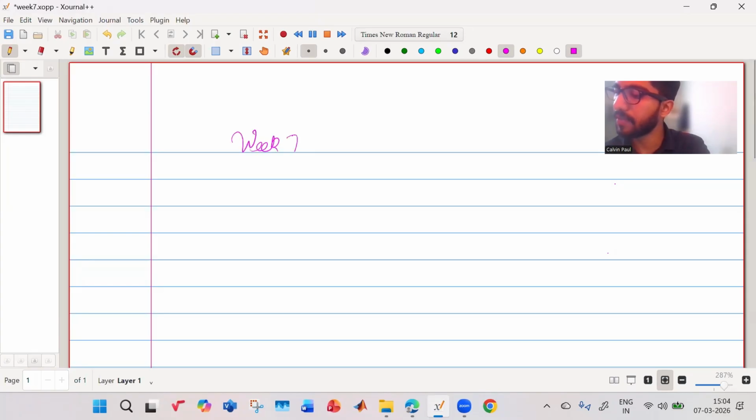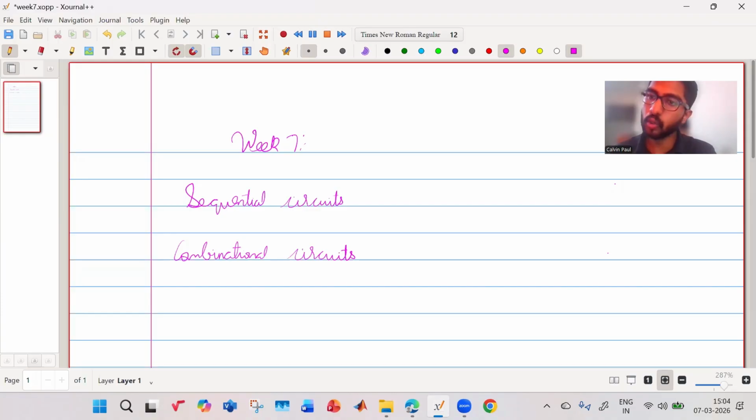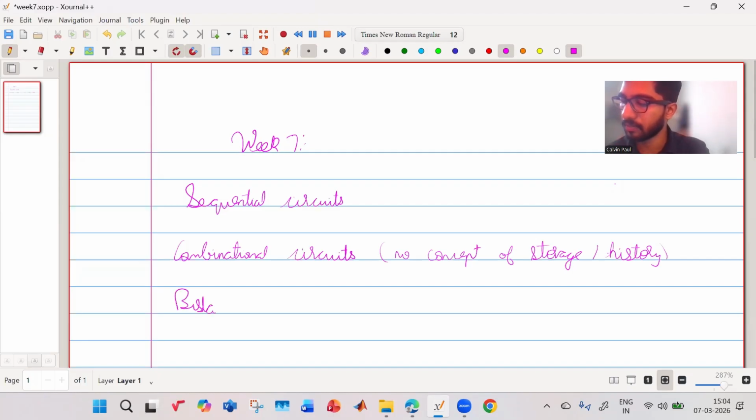So today is week 7 and we'll be discussing mainly sequential circuits. Till now, we were restricted to combinational circuits, where there's no concept of history, no concept of storage. That's why they came up with what are known as bistable circuits, which can store data. They can store 1 bit, 2 bits, n number of bits. These are storage circuits, like digital storage, which is really increasing in popularity these days, mass storage and everything.